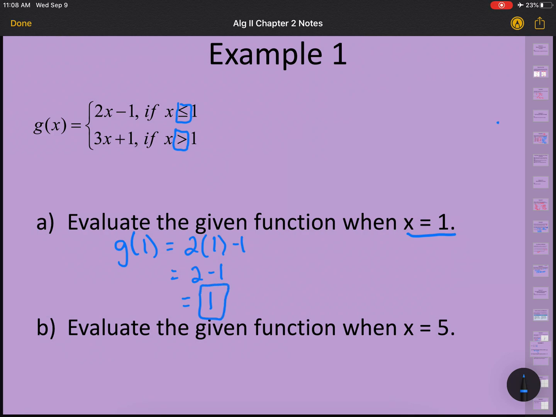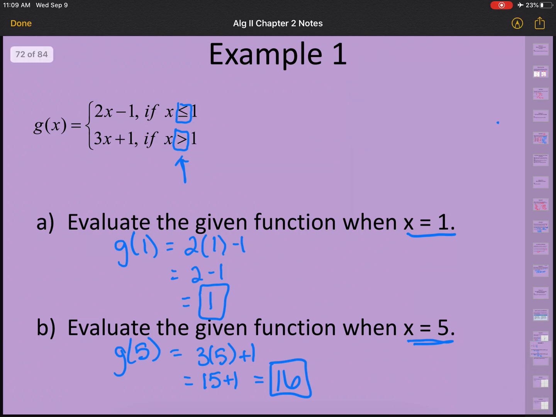This says, okay, evaluate the given function when x is 5. So 5 is greater than 1, so I'm going to use that bottom equation. So if I use g of 5, because I'm plugging 5 in for x, I need 3 times 5 plus 1. Well, 3 times 5 is 15, and if I add 1 to it, evaluating it all the way down gives me 16. So basically what you need to do is just make sure you line up what your x value is and compare it to your piecewise function of your restricted domains.